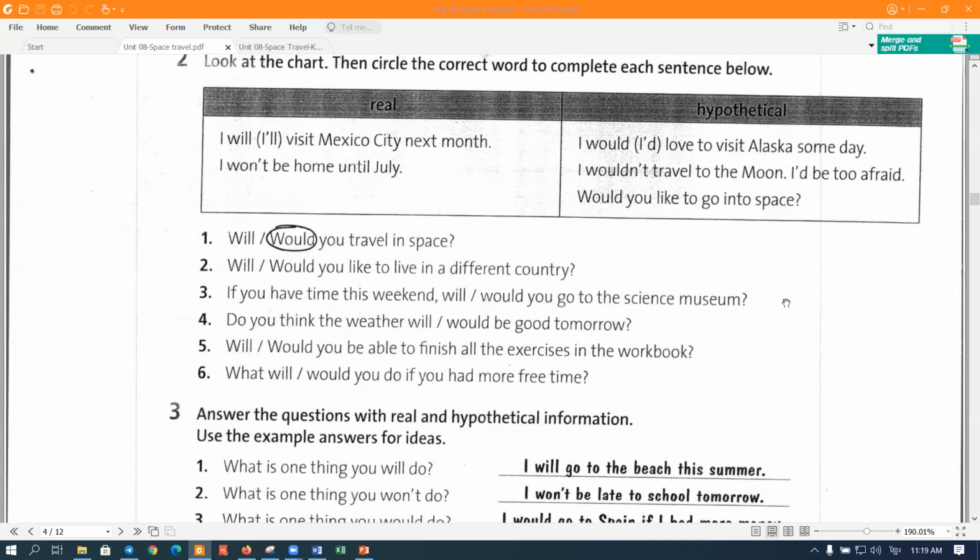Now I read for you question 2. Will or would you like to live in a different country?